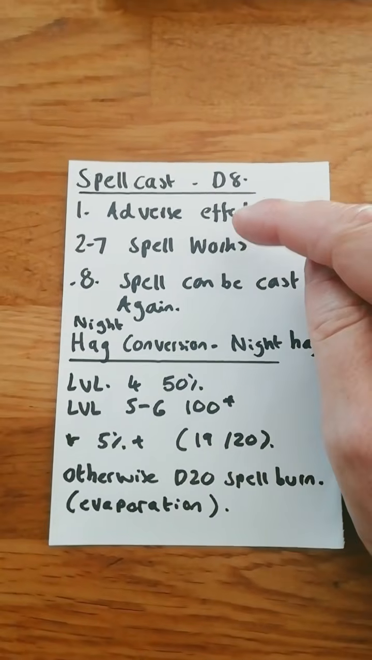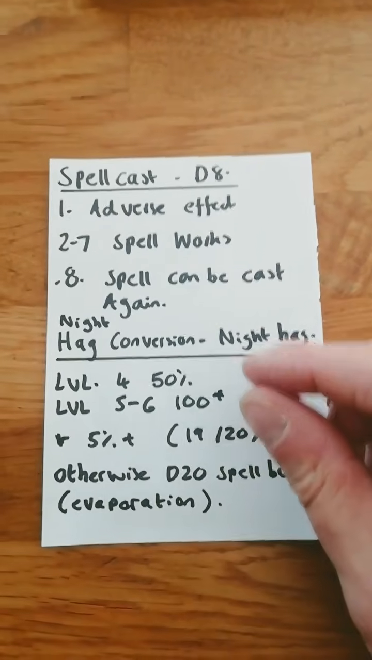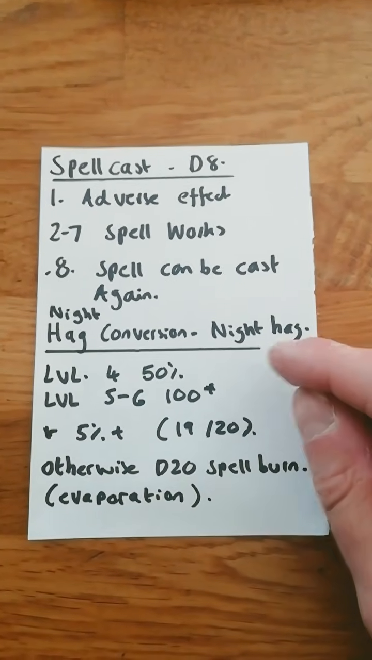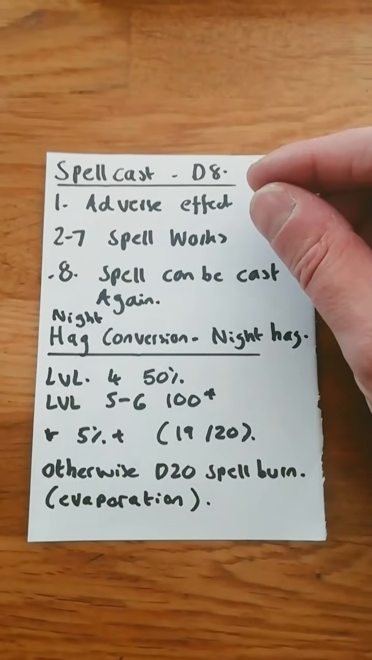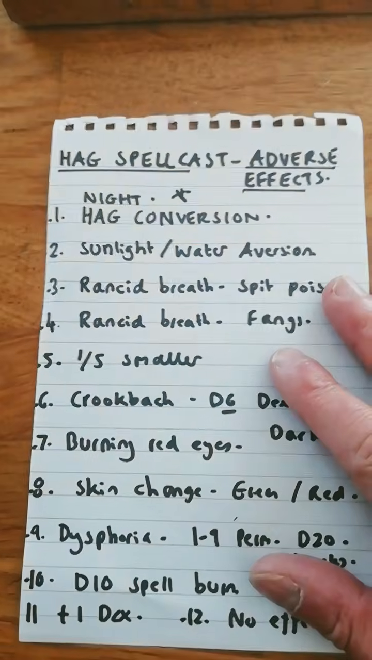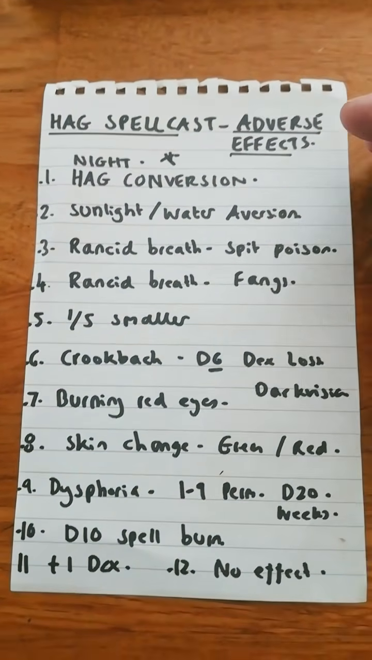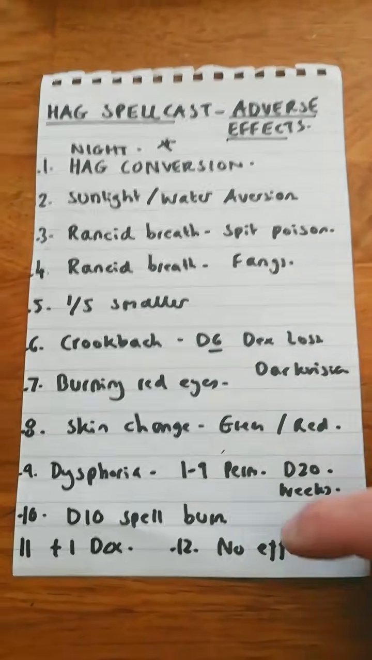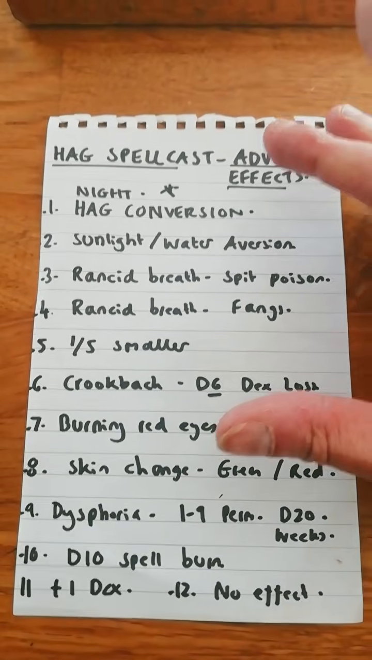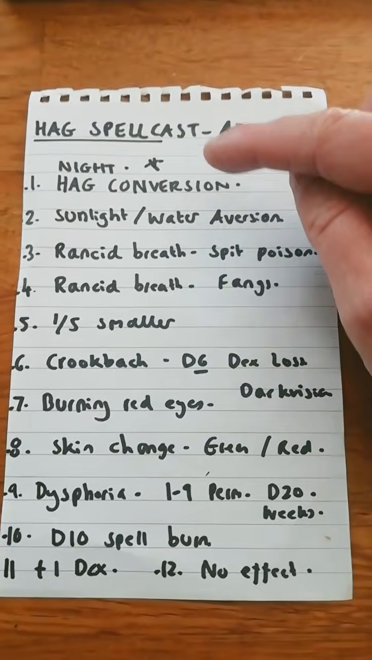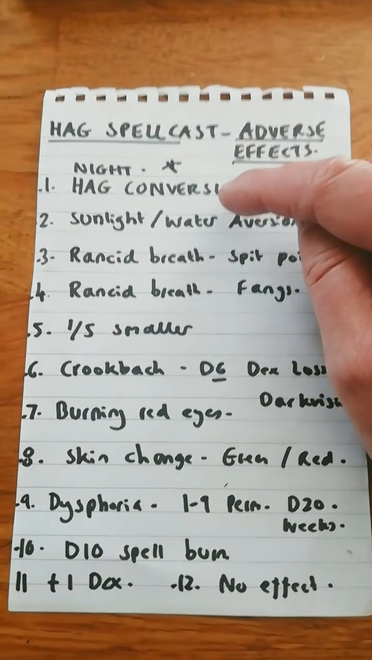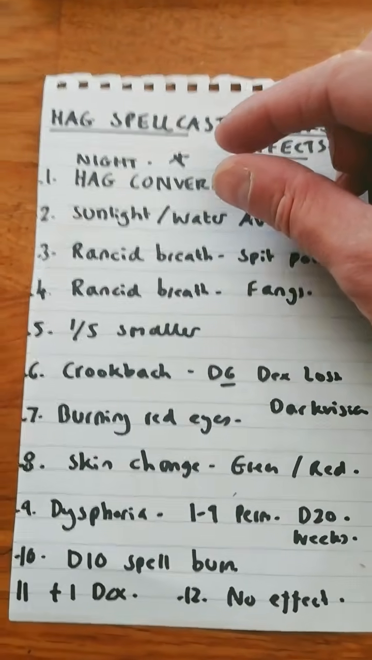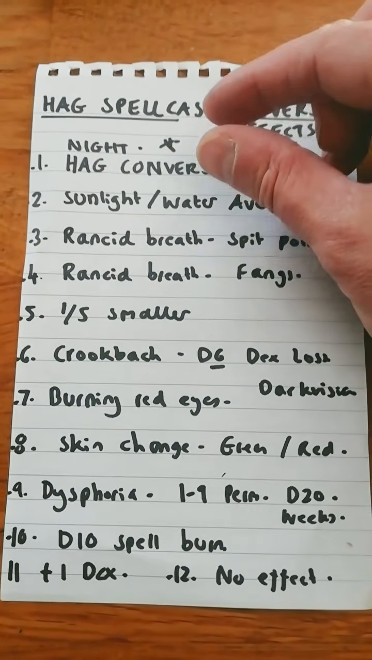Now, with this adverse effect comes a concept of the Night Hag conversion, which I'll talk about a little bit later. But this really is how Night Hags are born, through adverse effects of casting evil magic. Anyway, let's move on to the adverse effects. For adverse effects, you would roll a D12. A 12 is no effect. These are the adverse effects. And number 1 is, of course, a Night Hag conversion. But I'll do a separate video on that because it applies only to higher level witches.